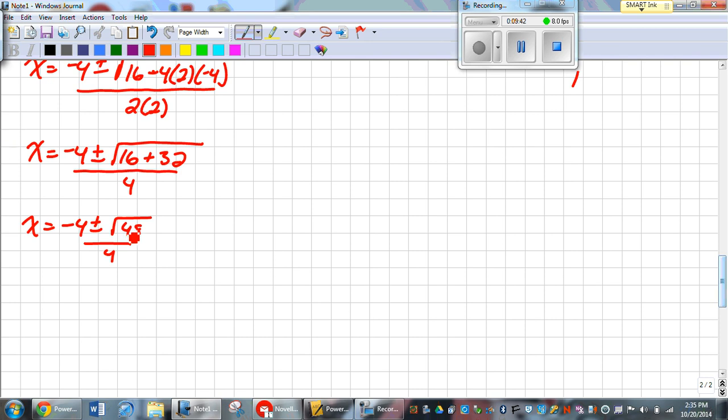Okay? Well, 48 is not a perfect square, but I can reduce 48. I can break it up into 16 times 3. So we got to reduce that square root. So this becomes x equals -4 plus or minus the square root of 16 is 4, so this becomes 4 root 3 all over 4.